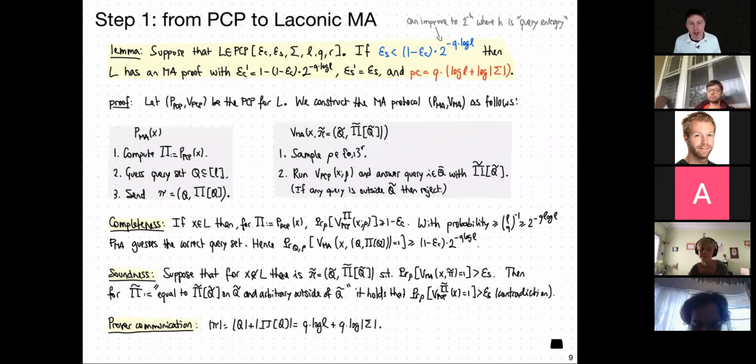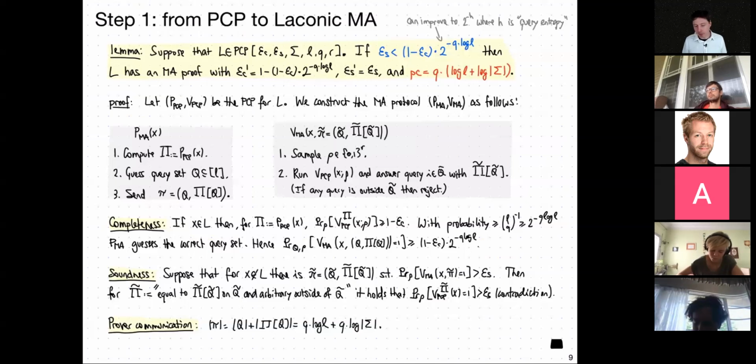So basically, what we're using here is the fact that we can take a hit in 2 to the minus Q log L because of guessing. We can go from a PCP to an MA proof by taking a hit in the completeness error that is proportional to the guessing probability of the query set. Okay, and guessing the query set has nothing to do with alphabet size. It has only to do with the number of queries and the proof length.